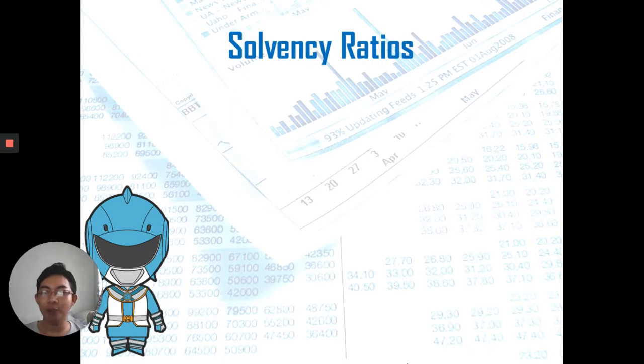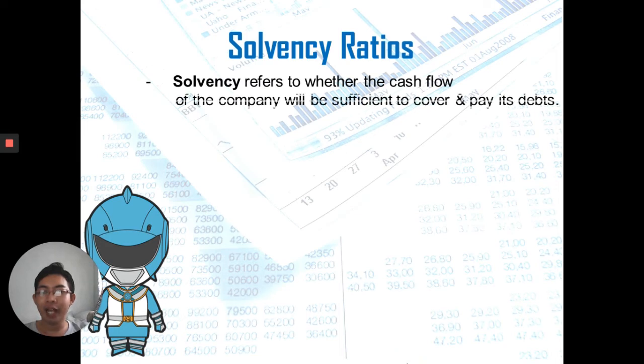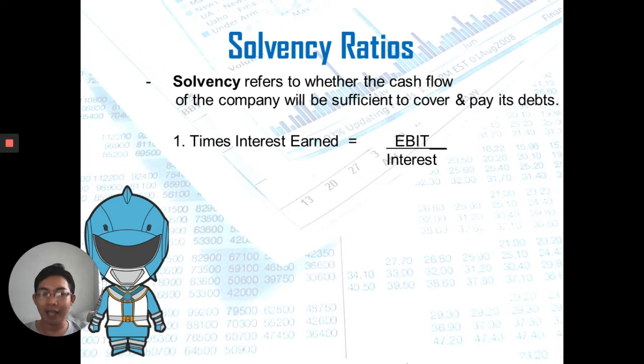Next, let's go to your Blue Ranger or the solvency ratio. What is solvency? Solvency refers to whether the cash flow of the company will be sufficient to cover and pay its debts. So in here, we are looking at the long-term liabilities of the company. Okay? So first is we have the times interest earned. What's the formula? That is EBIT divided by interest. When we say EBIT, that is earnings before interest and taxes.